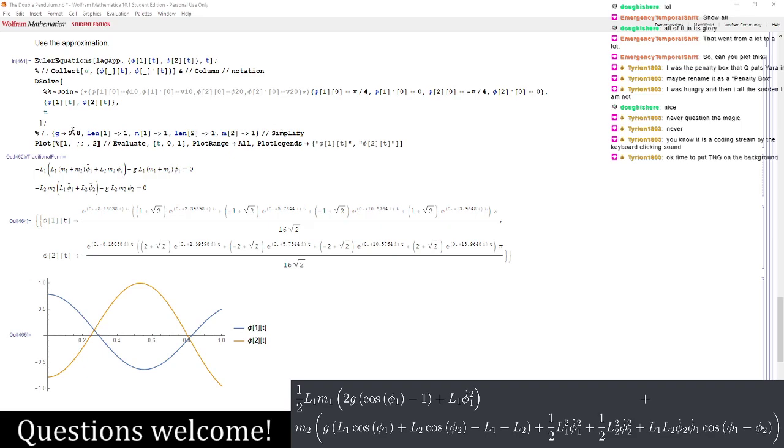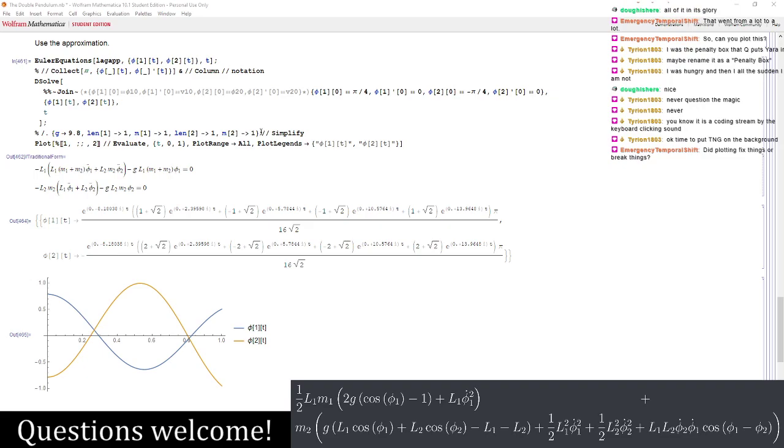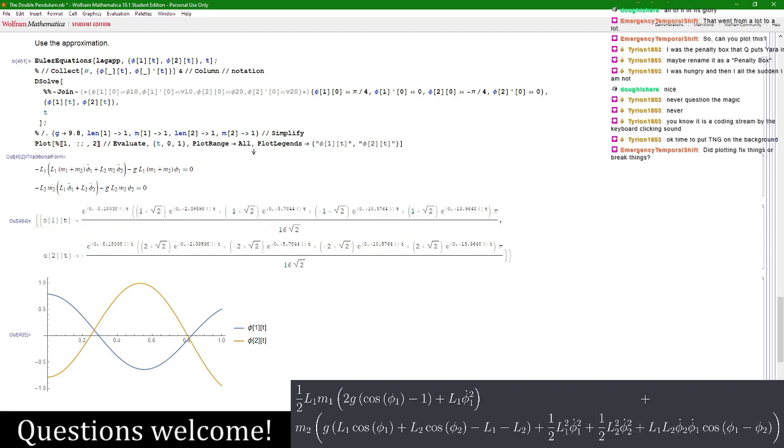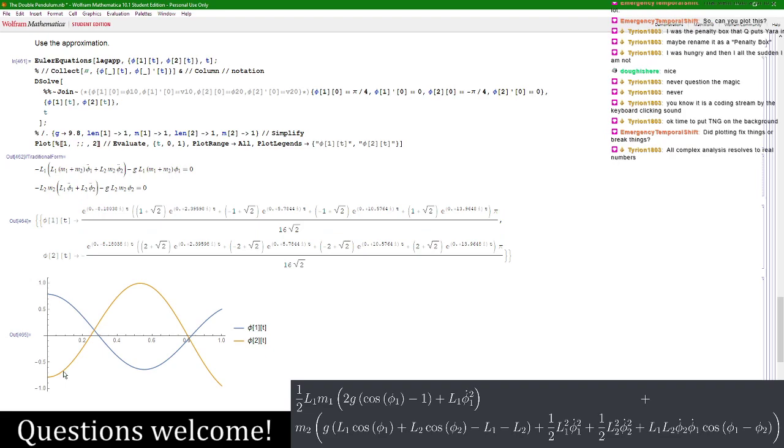But if we just ignore the magic for a second of how this expression turns out to be a real number, then there we go. These are the plots of the angles as they evolve in time.